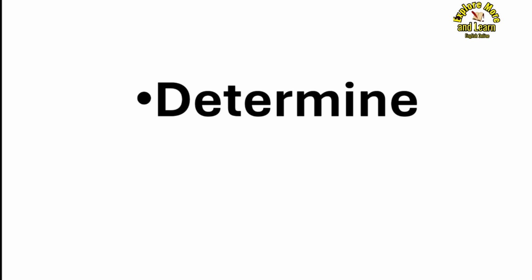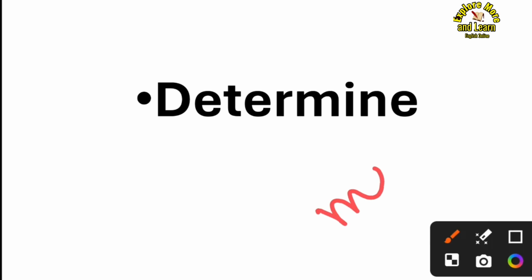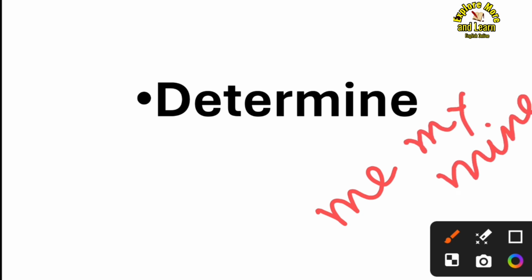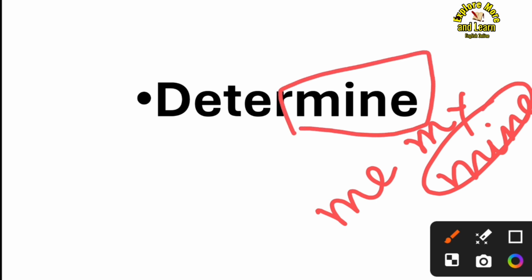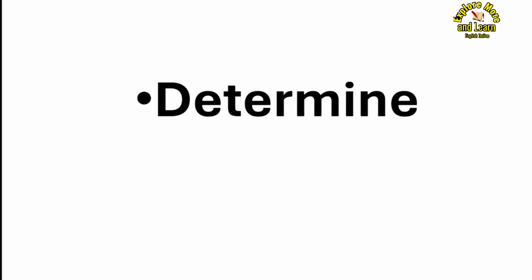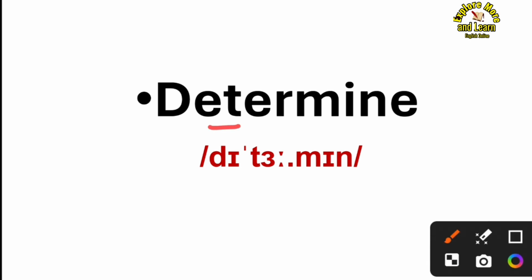I have seen people pronounce it like determine, maybe. You know about me, my, mine. This is mine. It's obvious. But the same letters are not pronounced the way they are pronounced here. It's not mine here. So it's not determine. The correct pronunciation is determine. Okay, so here letter E has E sound, not A.